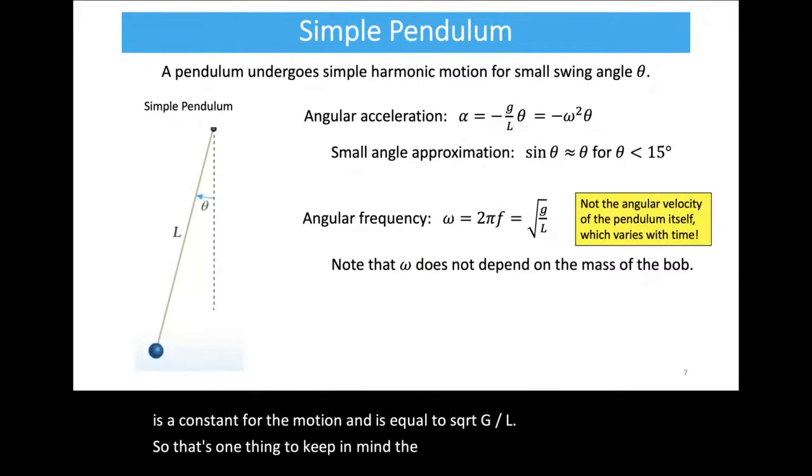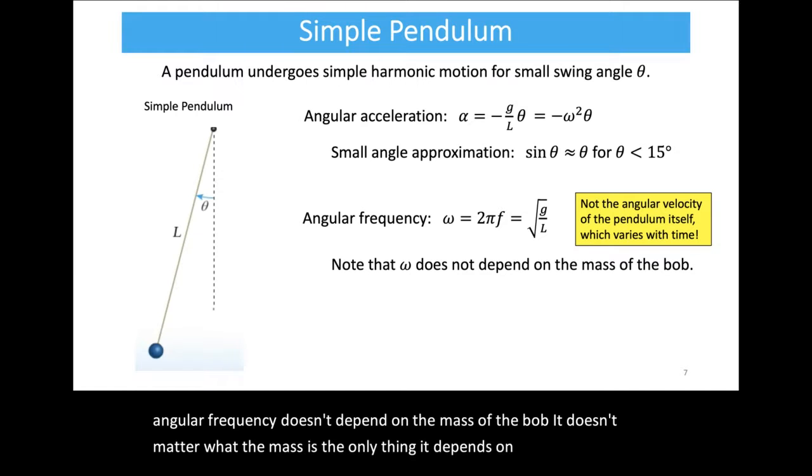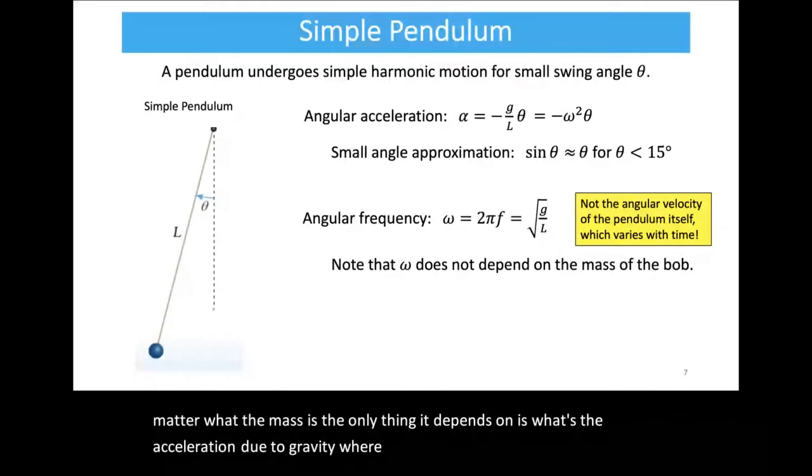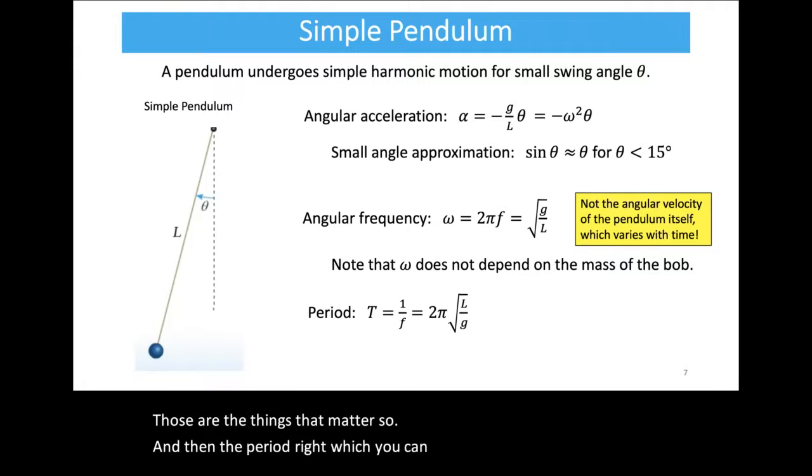The other thing to notice is that the angular frequency doesn't depend on the mass of the bob. It doesn't matter what the mass is. The only things it depends on are the acceleration due to gravity where you're located and the length of your pendulum. Those are the things that matter. And then the period, which you can find from 1 over the frequency, is 2 pi times the square root of L over g.